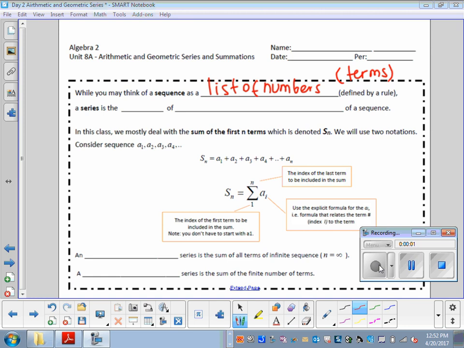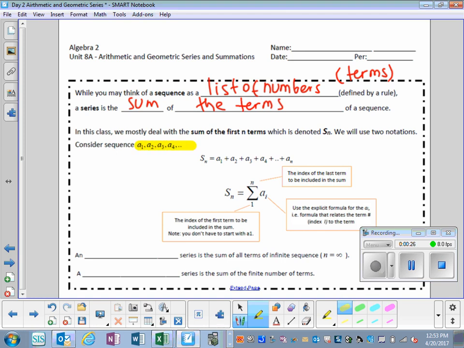Today we are talking about arithmetic and geometric series and summations. While you may think of a sequence as a list of numbers, which we call terms, a series is the sum of the terms. So if I have a sequence A1, A2, A3, A4, and so on, then the series Sn is just the sum of the first n terms of the sequence. And we will use two notations to represent such a sum.